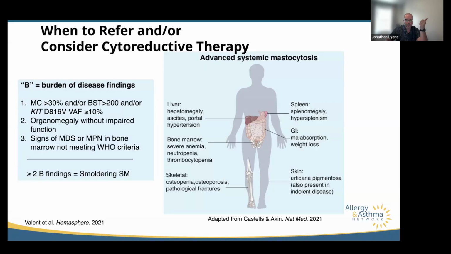And so that's lots of mast cells, so greater than 30% in the bone marrow, really high tryptase levels above 200, or a variant allele frequency of their gain of function mutation, most often D816V, of greater than or equal to 10%. They start to have hepatosplenomegaly or other organomegaly without impaired function yet, or they have abnormalities in their bone marrow that look like myeloproliferative neoplasm or myelodysplastic syndrome, but don't meet the criteria as laid out by the WHO. And these are all of the areas that can be affected in advanced disease. And these are really patients who can get quite sick and we need help from the oncology docs.